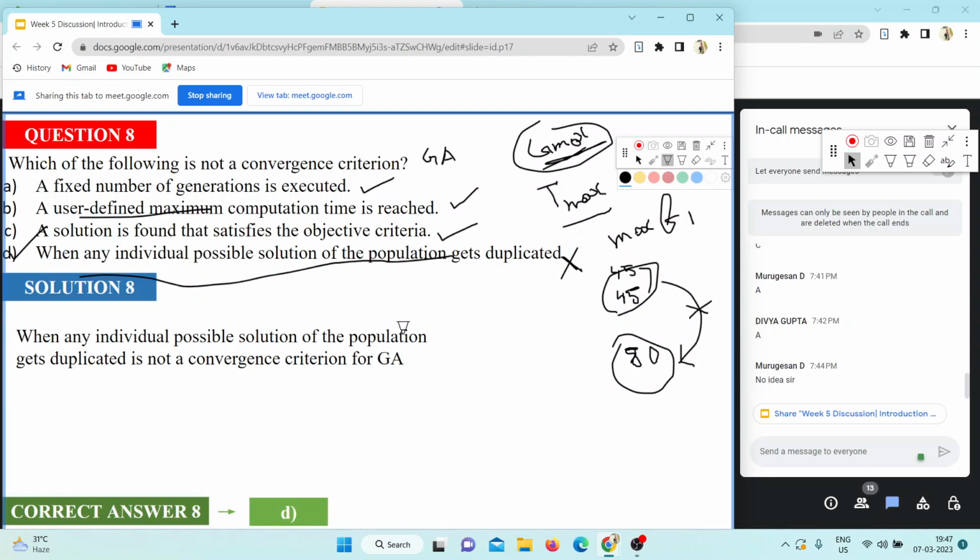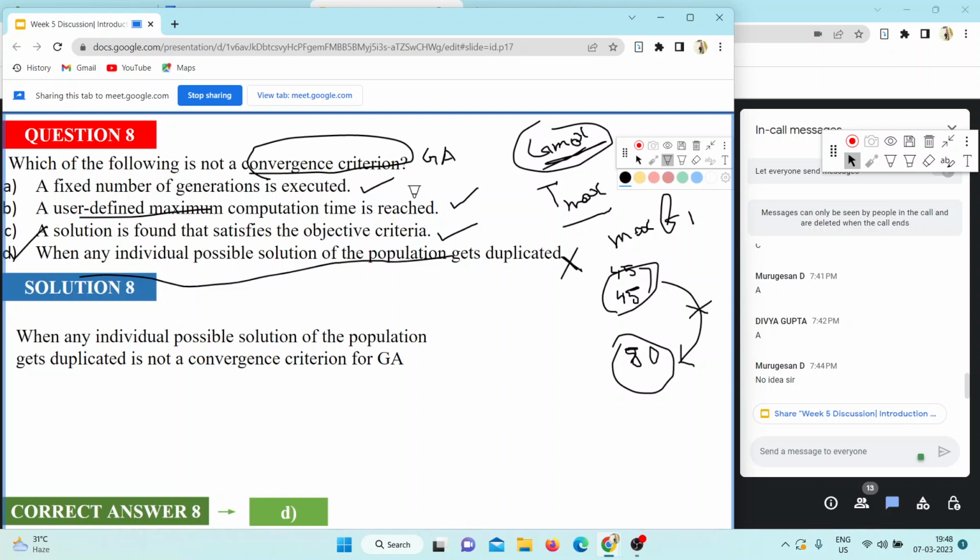Any doubt over this question? Sir, one doubt, sir. Yes. Sir, the user can design the computation time? Yeah. Sir, the optimization may take some time. If I set the computation time as 1 second, how is it possible to get the optimized value? No, it is not possible to get the optimized value if you set 1 second, but you can terminate your GA, right? Whatever convergence criteria is given, your GA will be terminated. Yes, you will not get the optimized value in 1 second, but your GA will be terminated.